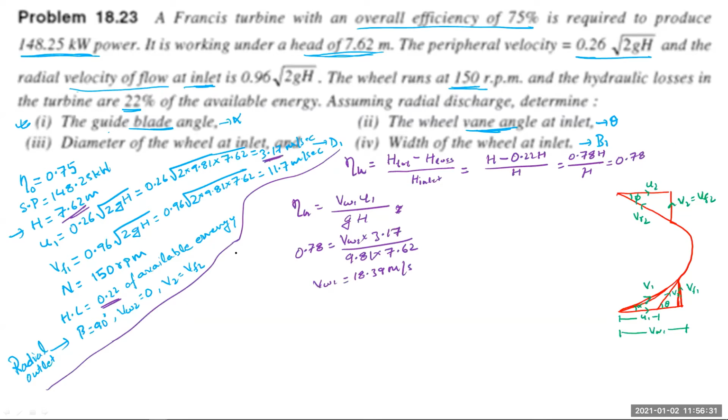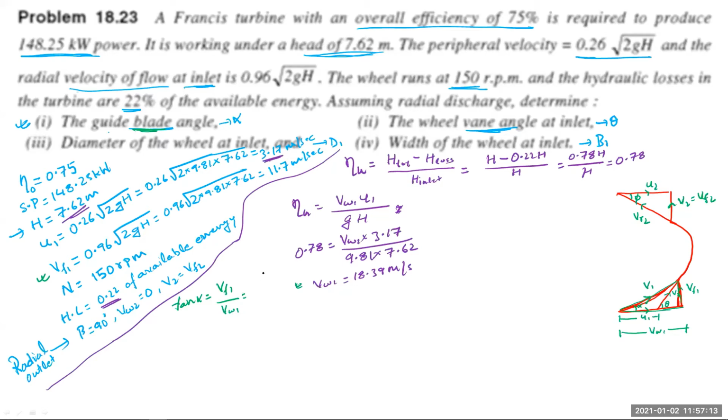Now the first question was asking for blade angle. Blade angle means the angle alpha. So I will try to correlate from this triangle. Here we know what is given. Vf1 is given and Vw1 we have calculated. Now we can see tan alpha in this triangle is nothing but perpendicular by base. Perpendicular is Vf1, by base is your Vw1.